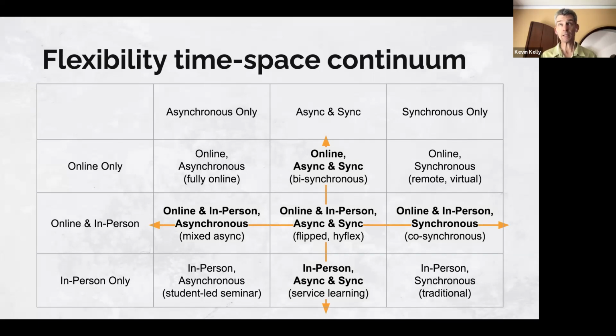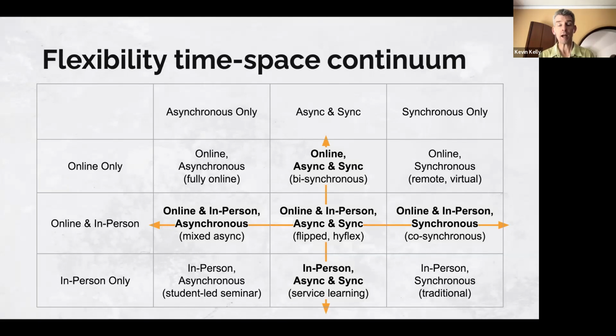In the bottom left corner, in-person but asynchronous might be something like a student-led seminar. It might be something related to self-scheduled lab work, you name it. They all exist, but they're all only one modality in the class schedule. Now, when we start looking at the compass points in the center and middle columns and rows, then we start getting to where we're combining different time and space elements.